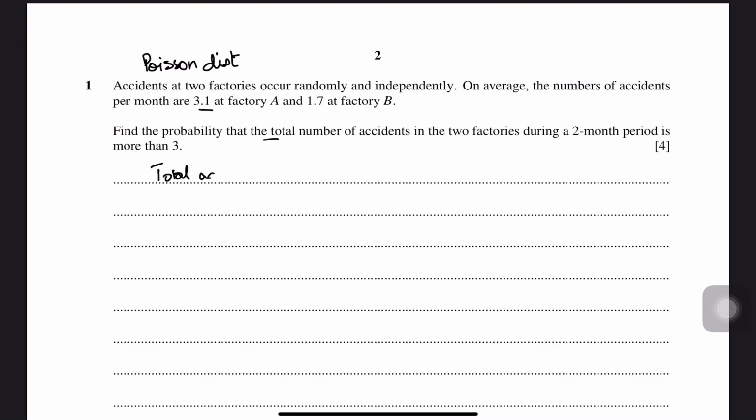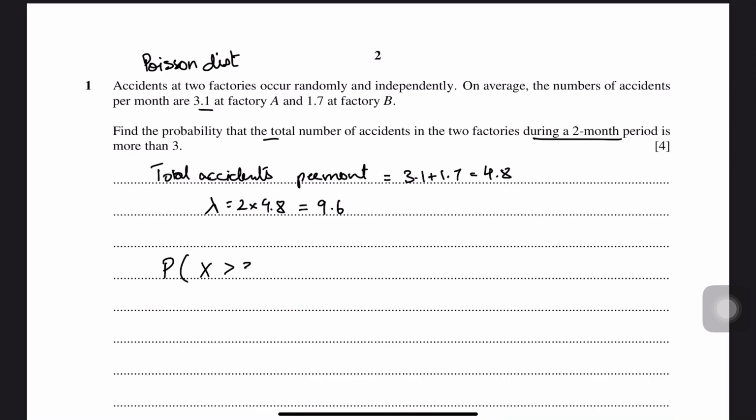So these are numbers per month, and I'm talking about the total number of accidents. So total accidents per month is 3.1 plus 1.7. That gives me 4.8. And if I want to find during a 2-month period, lambda should be 2 into 4.8. That is 9.6. The probability of more than 3 is 1 minus probability of 0, minus probability of 1, minus probability of 2, and minus probability of 3.